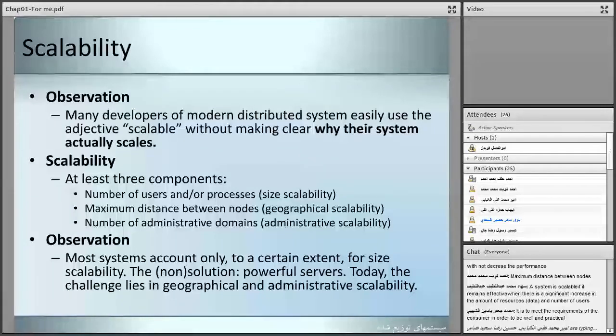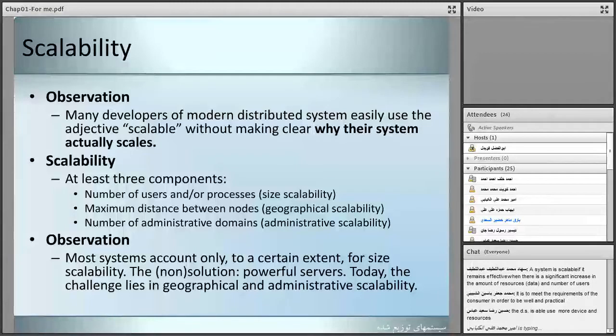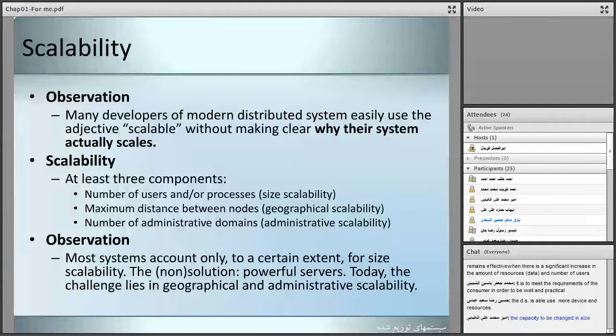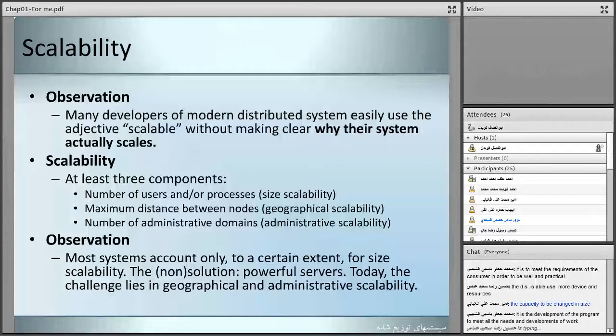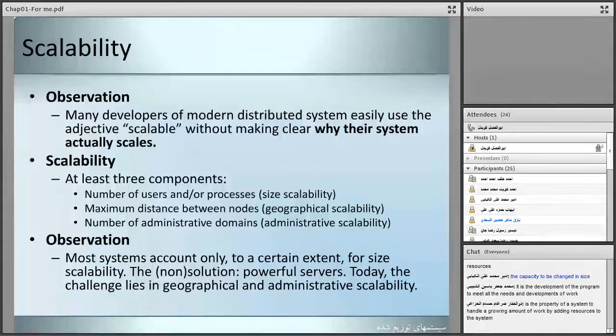I said that if we increase the input, I mean the resources or users, and the performance is not decreased, so our system is scalable. So we can talk about scalability in three components. The first one is about number of users and process. It is size scalability.